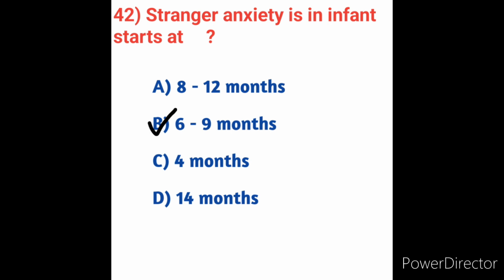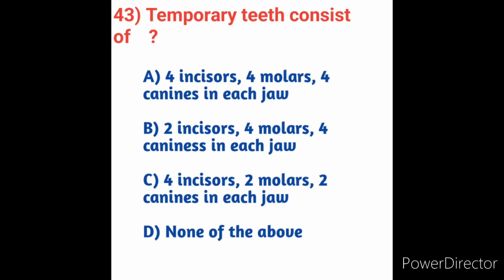Temporary teeth consist of which of the following? We will see the options. Option A, 4 incisors, 4 molars, 4 canines in each jaw. Option B, 2 incisors, 4 molars, 4 canines in each jaw. Option C, 4 incisors, 2 molars and 2 canines in each jaw. Option D, none of the above.